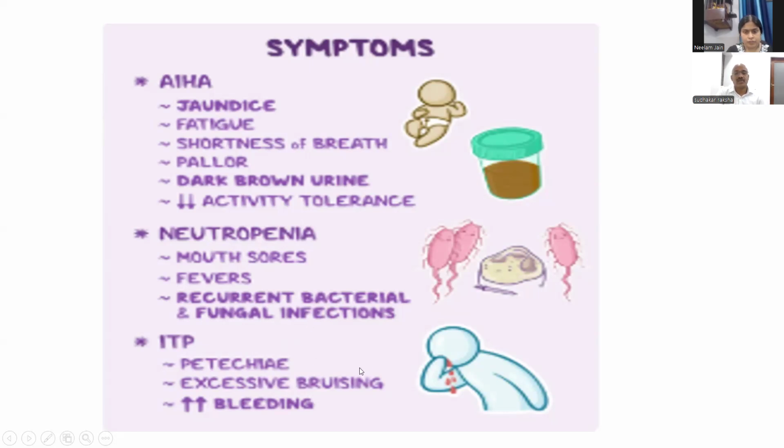And in these Evans syndrome patients also, there is a destruction of the platelets. The platelet count is below 1.5 lakhs. Normal platelet count is 1.5 to 4.5 lakhs. But here there is idiopathic thrombocytopenic purpura leading to petechiae and bruises. And there is bleeding.